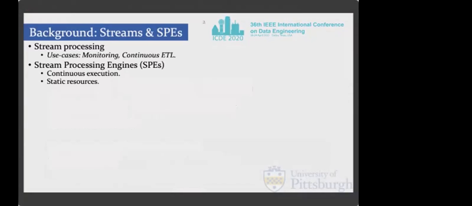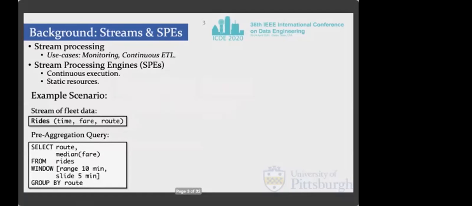Nowadays, stream processing is used for monitoring applications or continuous ETL. As a result, stream processing engines, or SPEs, are optimized for continuous operation on statically allocated resources. For this talk, imagine that a vehicle fleet of a ride-hailing company produces a data stream whose tuples consist of a timestamp, a fare amount, and a route ID. A typical use case is to pre-aggregate the stream's tuples before pushing them to another system. Our example's query produces each route's median fare value on 10-minute windows with a slide of 5 minutes.